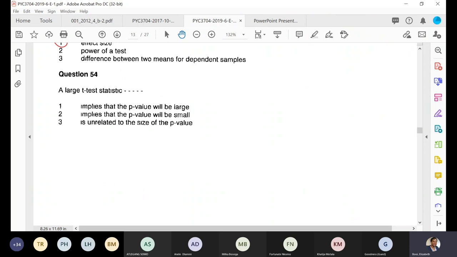A large t test statistic implies that the p-value will be large. Implies that the p-value will be small. Is unrelated to the size of the p-value. Number two. This is very good.